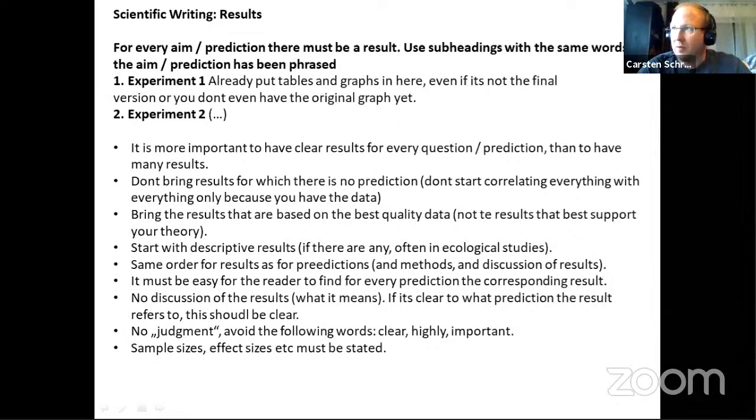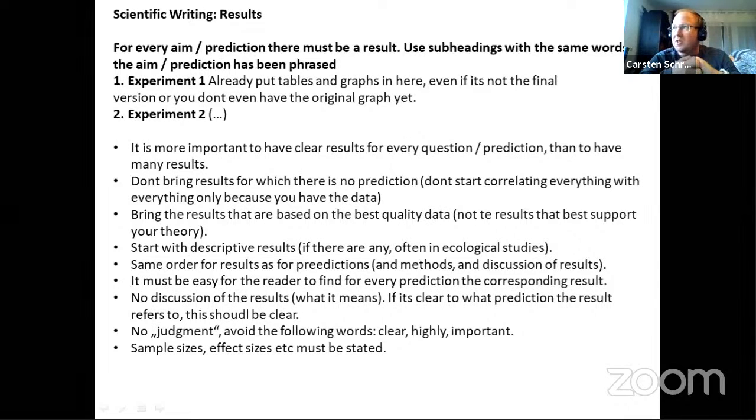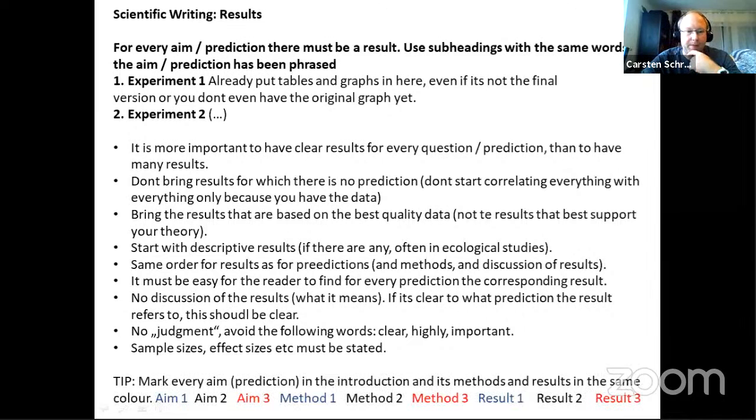But more important, especially for readers that are interested in statistics, so they can make up their own mind how clear these results are, is to report sample sizes, effect sizes, depending on what statistics you use, and the test statistics, so that the statistically experienced reader can better interpret the results by himself.